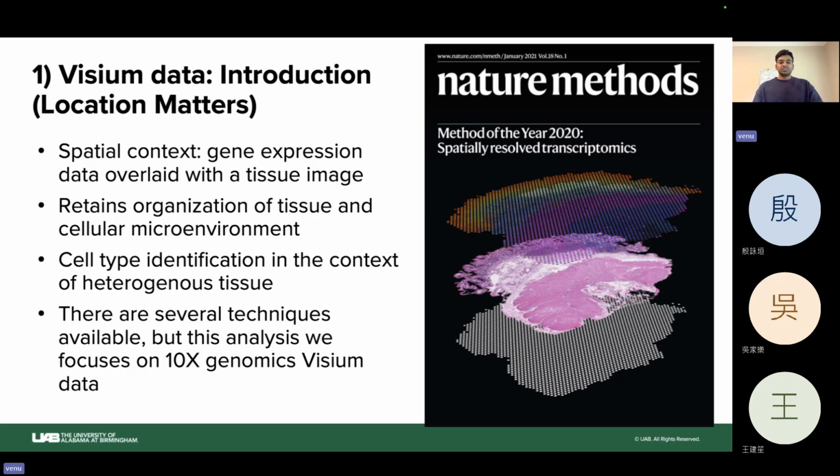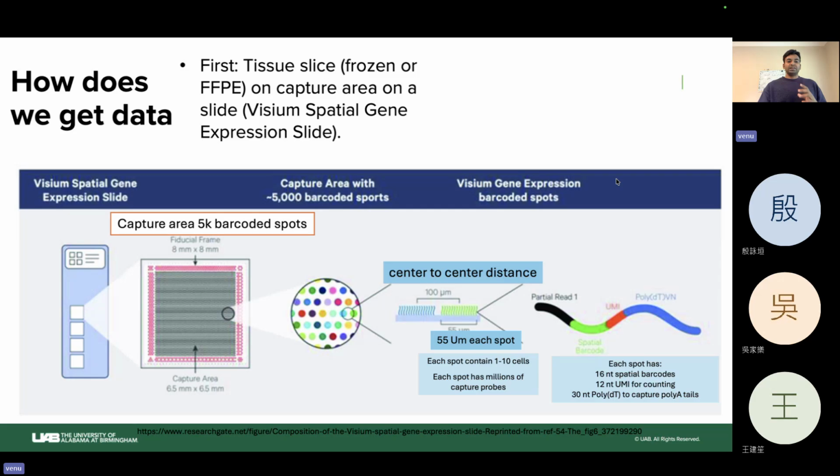The first spatial context is gene expression data overlaid with the tissue image. The second is retaining the organization of the tissue and cellular microenvironment from the tissue to the spot. Then there is cell type identification: within the spot, what kind of cells are there and how many. There are many techniques available right now, and this is a hot topic. 10x Genomics is very friendly and easy to use. The challenge of this project is the identification of cell types.